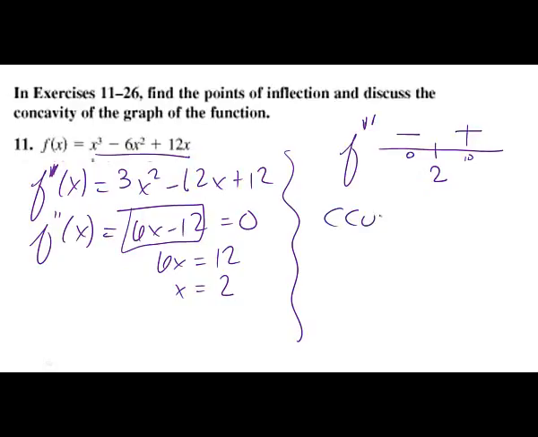So where is it concave up like a cup? 2 to infinity. All right. Where is it concave down like a frown? Negative infinity to 2. Okay.